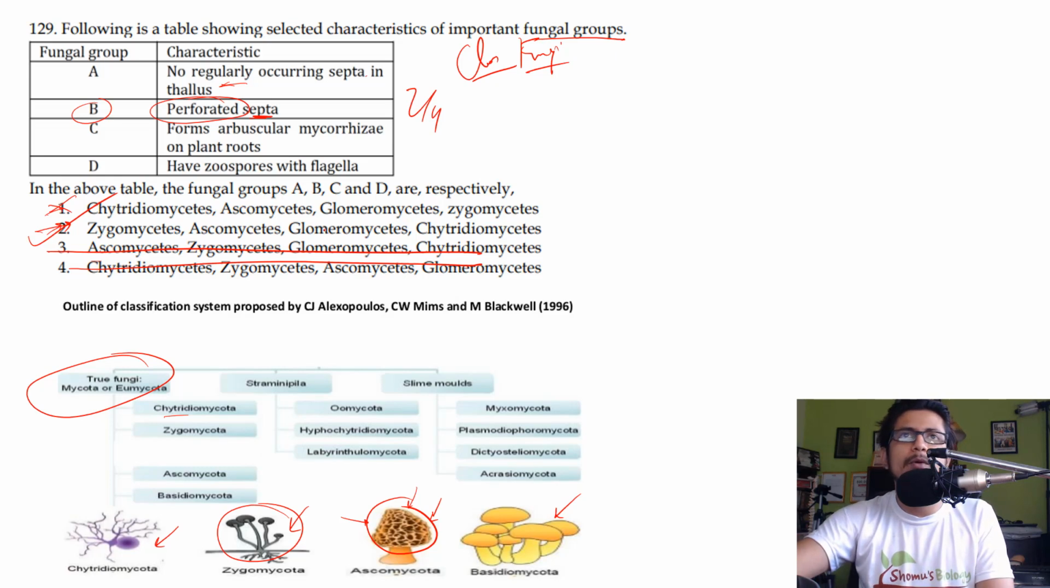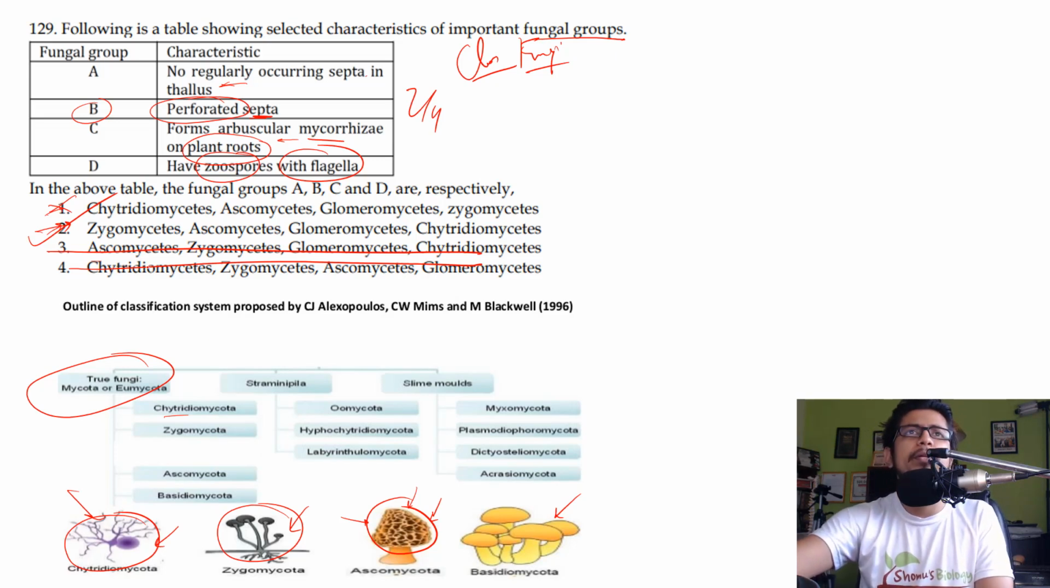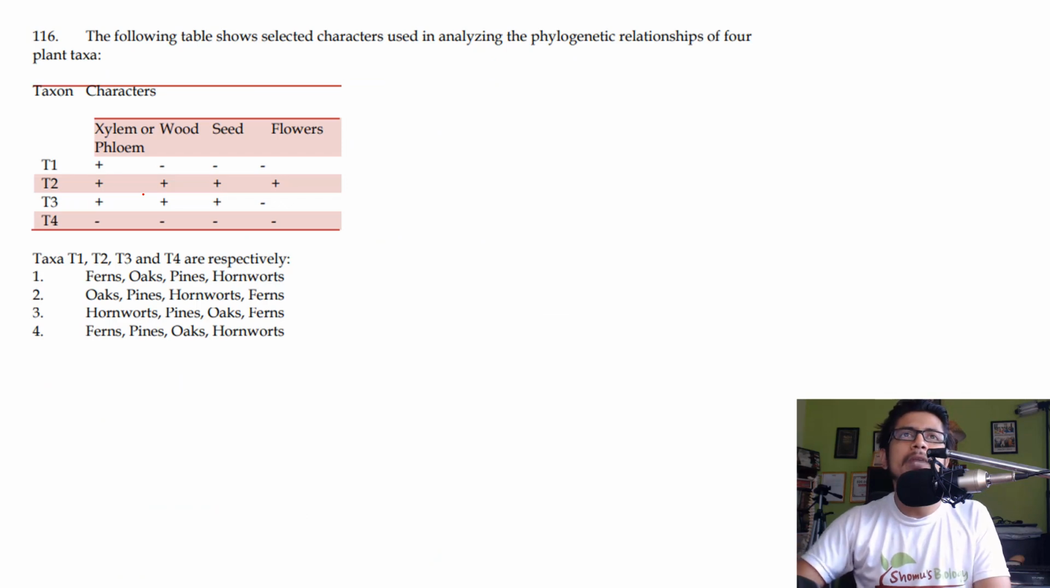Glomeromycetes or Glomeromycota. If you look at the Glomeromycetes, that is C, forms arbuscular mycorrhiza on the plant root. Okay, mycorrhizal structures. And D has zoospores with flagella. This is the structure of Chytridiomycota. The typical structure of these fungi contains flagella and forms zoospores. So we know that option 2 is the correct one. We can tell that even before reading C and D, just by looking at A and B only. So if you know 2 out of 4 statements, you can still answer this kind of combination or match-the-following questions.